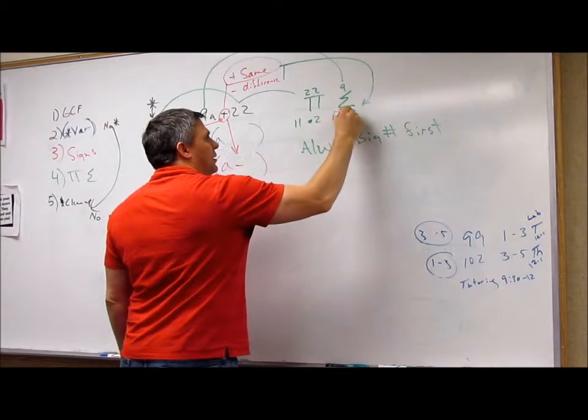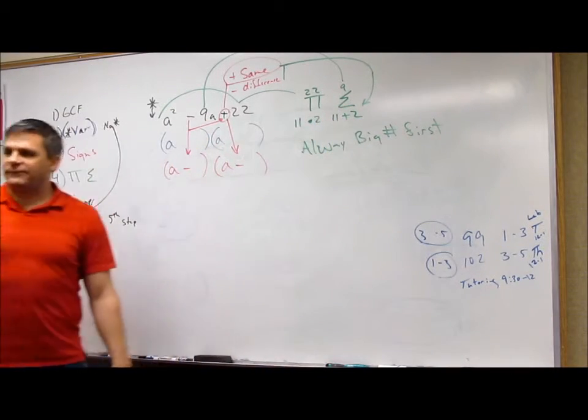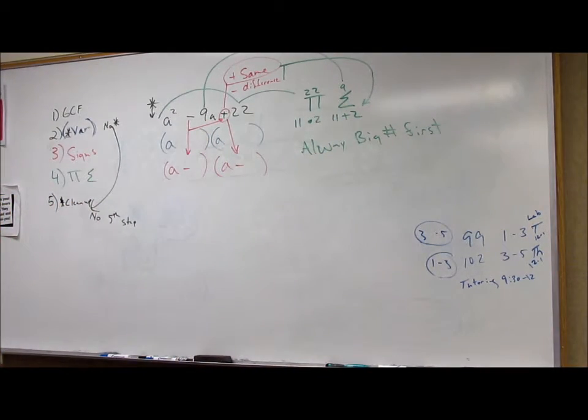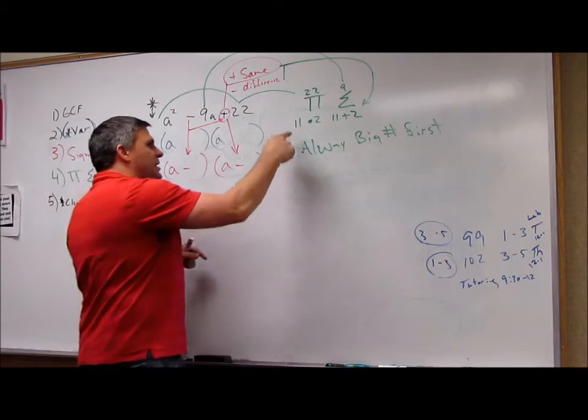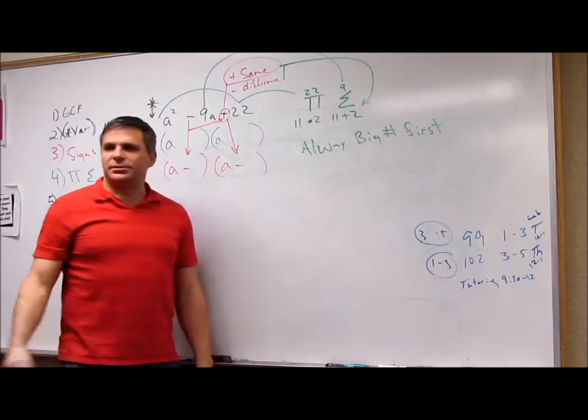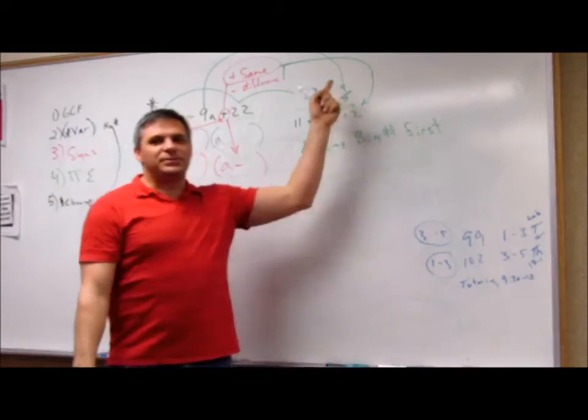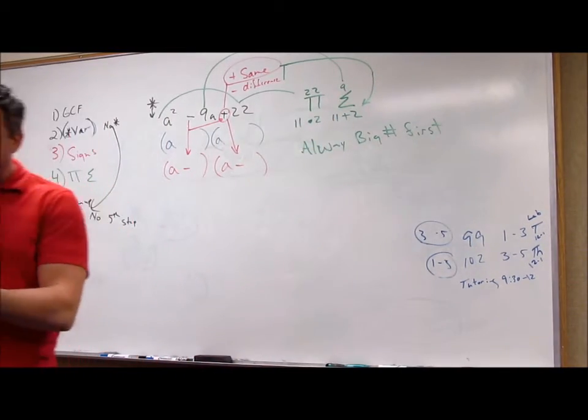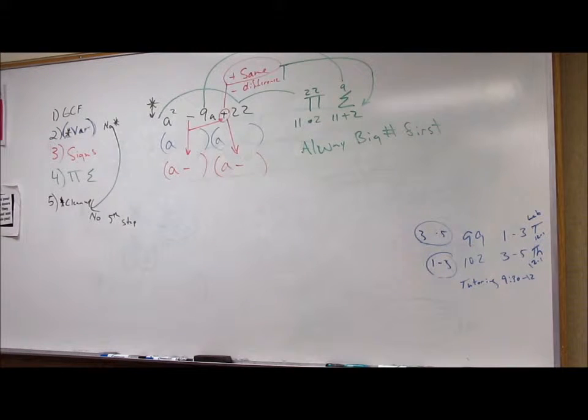This is still step number 2. No, this is step number 4. Sorry. Here's the thing. 11 and 2 sound right, but are they right? Is 11 times 2 22? Is 11 plus 2 9? No. 11 minus 2 is 9, but 11 plus 2 isn't.